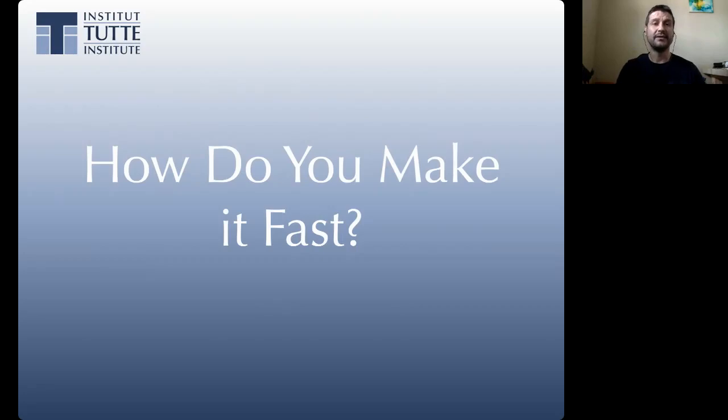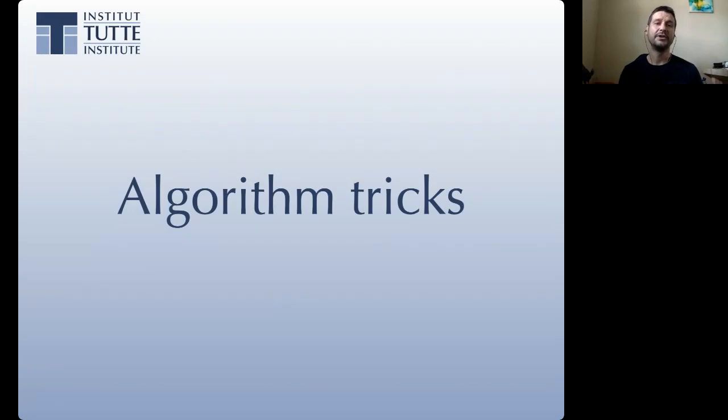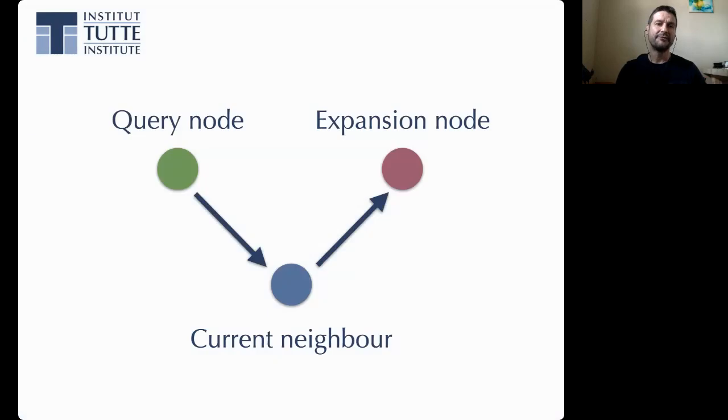So how do you make all of this fast? Let's start with some algorithm tricks. It's always better to start with algorithms if you can. So the first thing to note is that during the graph construction, we take a lot of length 2 paths to find the neighbors of each and every node in the graph. And this is going to involve a lot of indirection.